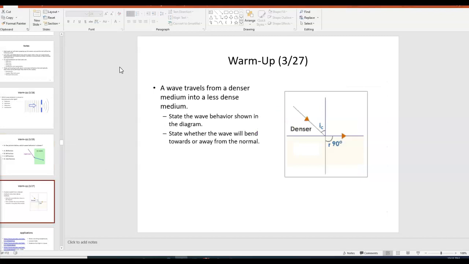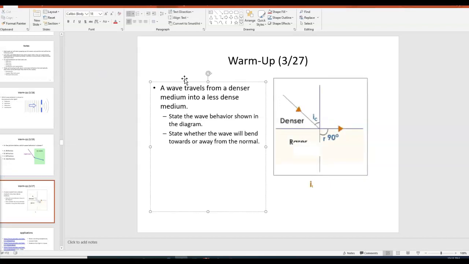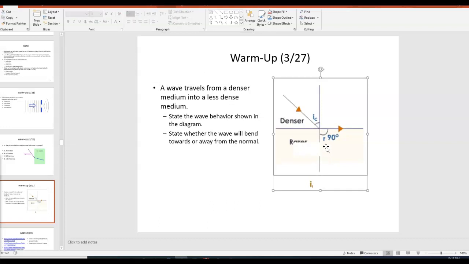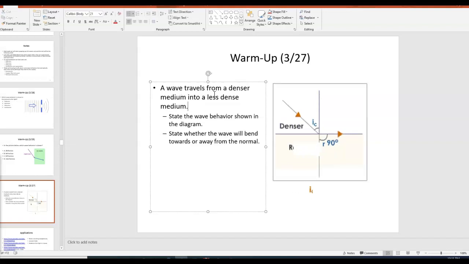So just to do one more question, this is an example where we have a wave coming in. I'm going to give you the answer for the first question, by the way. This is definitely refraction because we can see the wave is bending. We talked about that before. But it says a wave travels from a denser medium into a less dense medium. State the wave behavior shown in the diagram, that's refraction, and state whether the wave will bend towards or away from the normal.